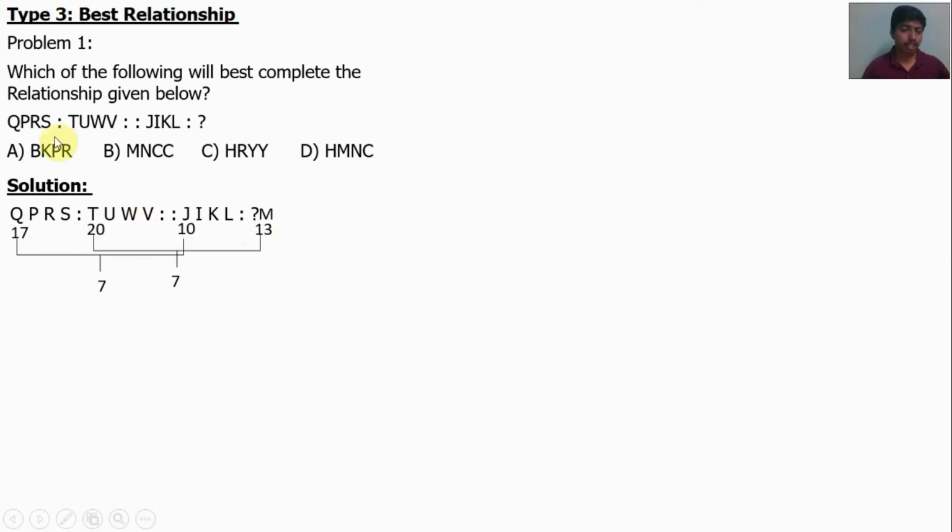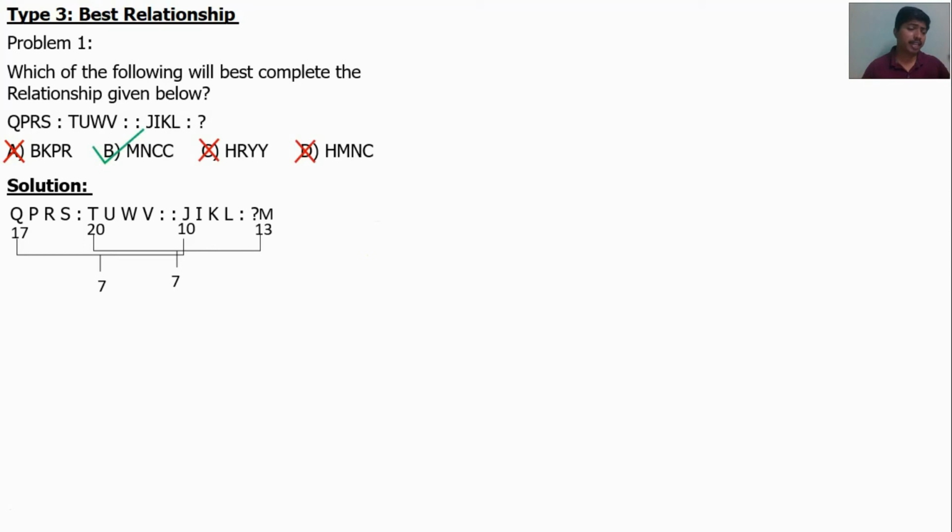Eliminate the options. Option A, first letter is B, so option A is wrong. Option B, first letter is M, so maybe the correct one. In option C, first letter is H, so option C is wrong. In option D, first letter is H, so option D is wrong. So option B is the only correct one.